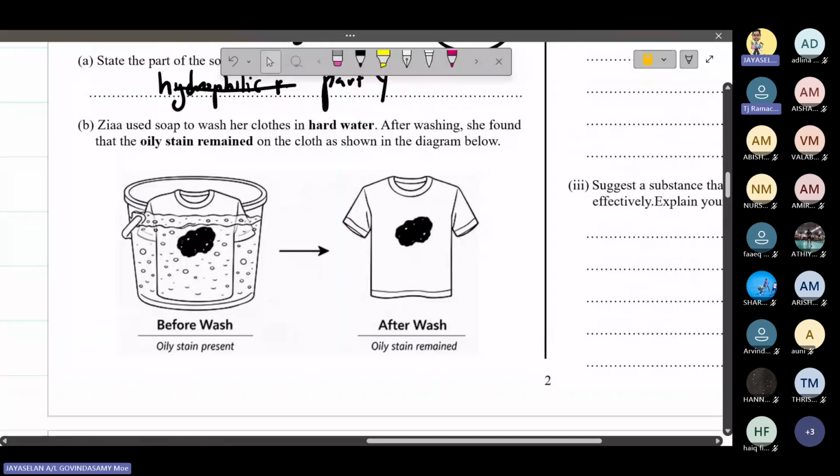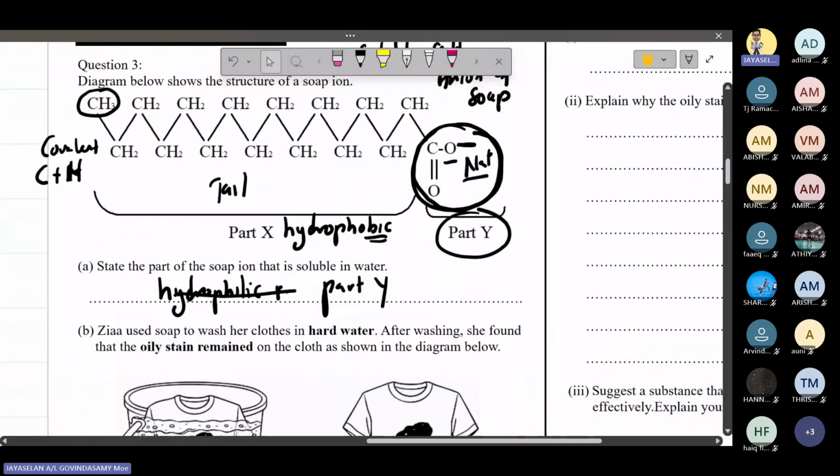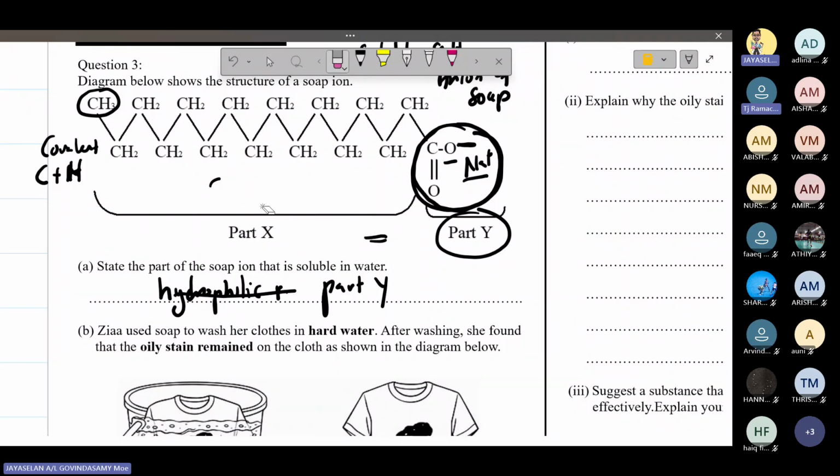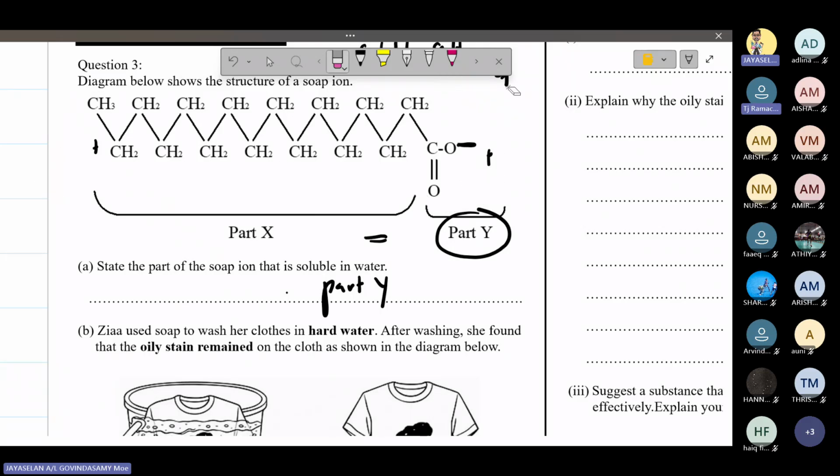No question? Sir, I don't understand. Which one? The explanation just now, the whole thing. Quite the whole thing, you don't understand. Okay.